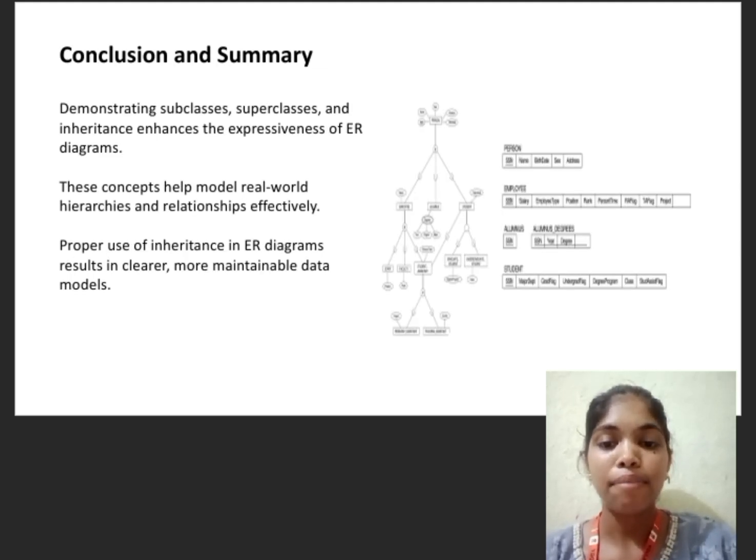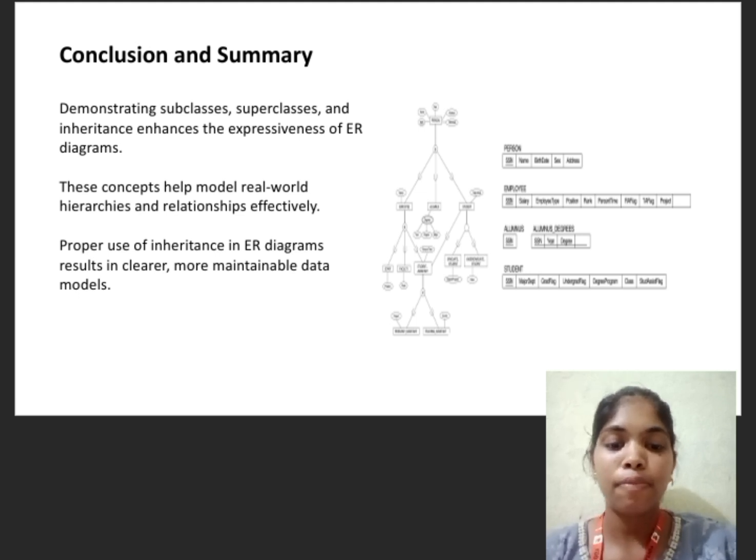Conclusion and summary. Demonstrating subclasses, superclasses, and inheritance enhances the expressiveness of ER diagrams. These concepts help model real-world hierarchies and relationships effectively. Proper use of inheritance in ER diagrams results in clearer, more maintainable data models.